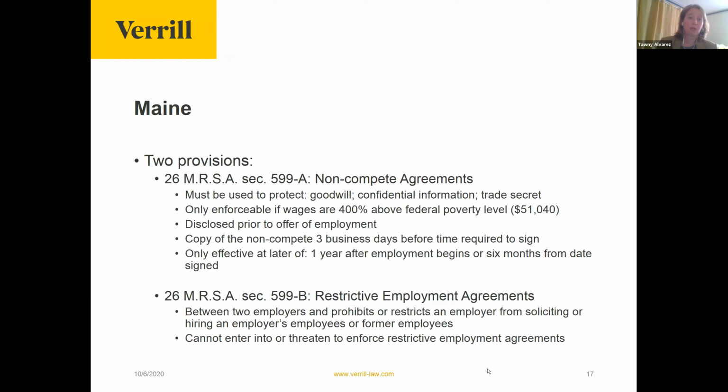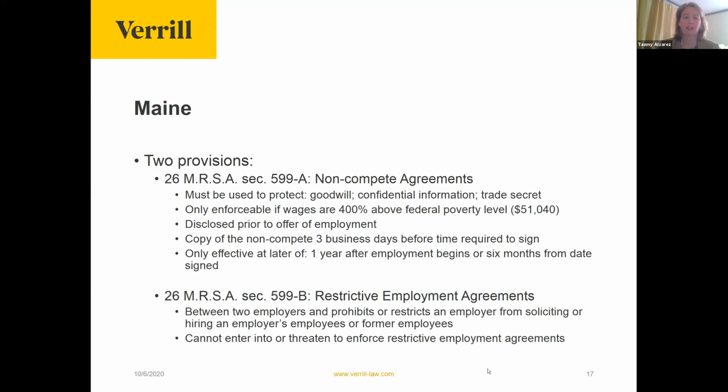Even if the employee signs it and they're making over 400%, they've been provided with the appropriate amount of time, that agreement is only going to become effective if the individual has been employed for at least 1 year with the organization, or 6 months from the date on which it's signed. So if an employee's been employed for 3 years and then they sign the agreement, we're going to have to wait at least another 6 months until it becomes effective. So you can't have an individual sign a non-compete agreement and then the next month terminate them.